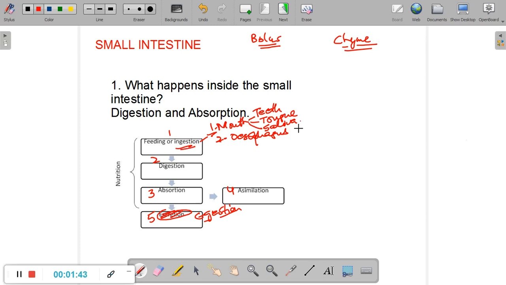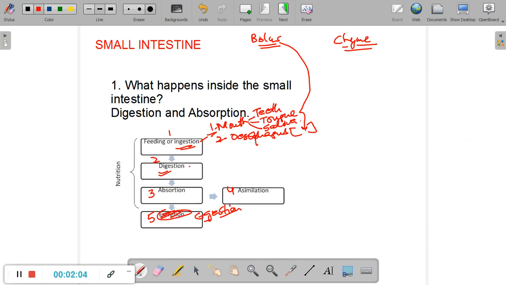Now the ball of food is found in the esophagus. It is formed in the mouth, but that is pushed down into the esophagus. From the esophagus, the bolus reaches the stomach, where it is called the chyme. And let us now proceed further to the second stage of nutrition in humans, which is digestion.